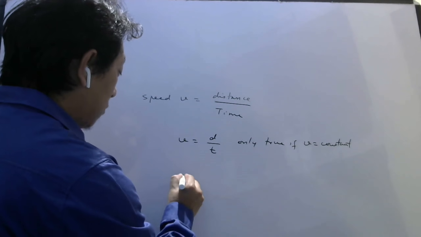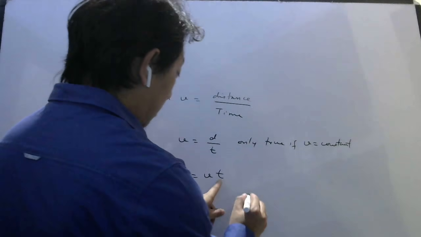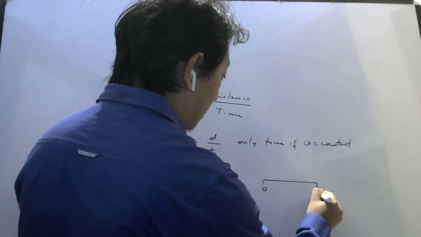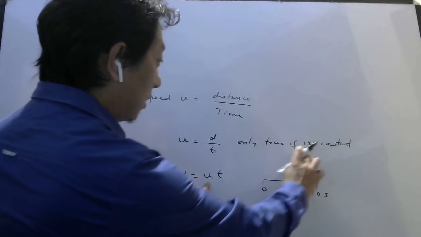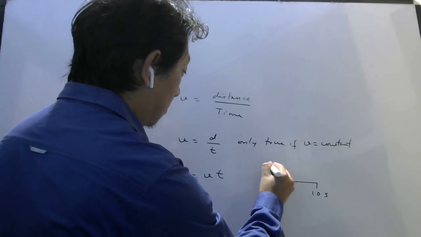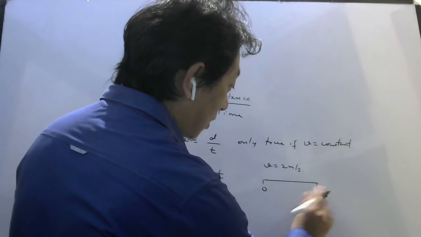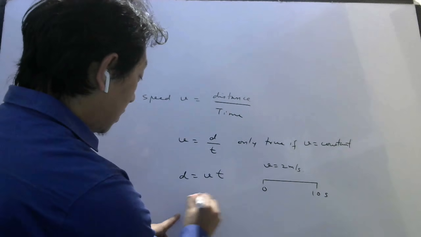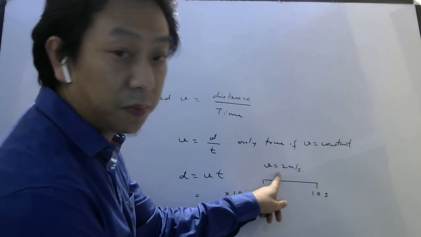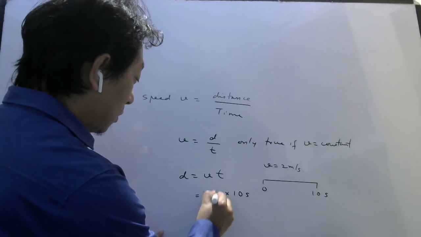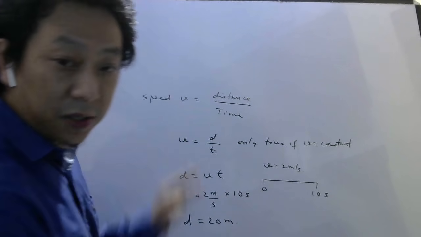If you cross multiply, what will be distance? Speed into time. Right? Now, suppose this interval is from 0 to 10 seconds. Now, in this interval, suppose I move with a constant speed, let's say 2 meter per second. So this is time, 10 seconds. If I travel with constant speed 2 meter per second, what will be the distance that I cover? 20 meter, right? So this is very much sensible, right?